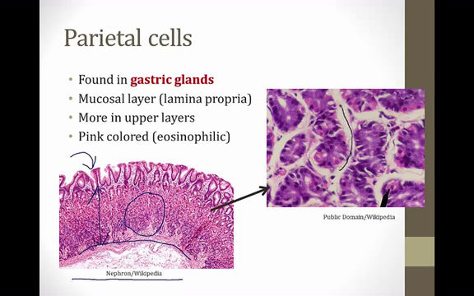there are channels within these glands that deliver gastric juice to the stomach, and the channels are lined by different cell types. And one of these cell types is this pink cell type right here, and that is a parietal cell. Parietal cells are eosinophilic, so they appear pink when you look at them under the microscope. They're found within the gastric glands, in the mucosal layer of the stomach, specifically in the lamina propria portion of the mucosal layer. And there are more parietal cells in the upper portion of the lamina propria. You can see how there's more pink in this portion of the slide than down at the bottom where there's less pink and more purple.